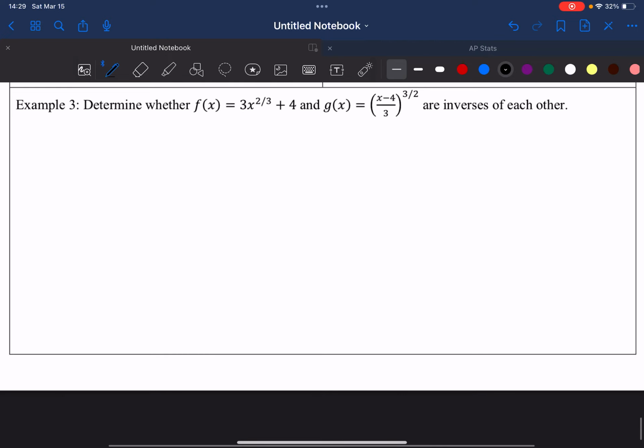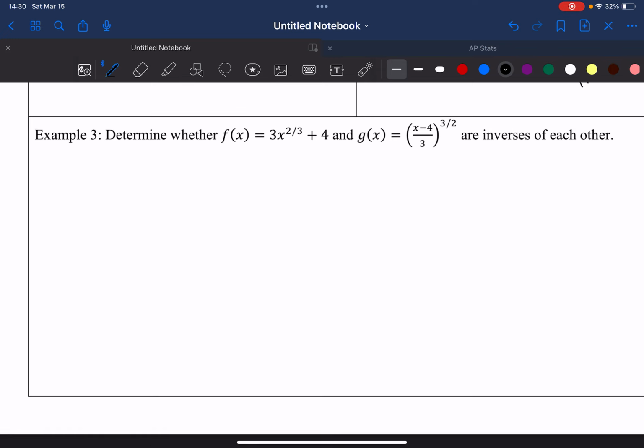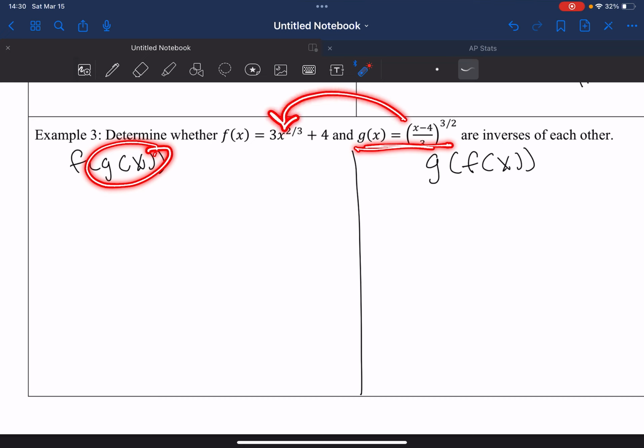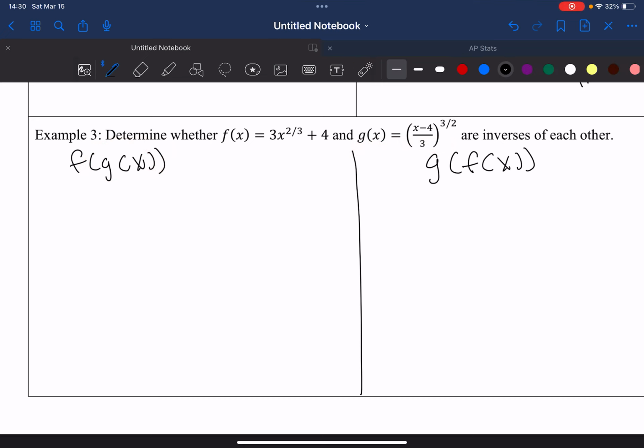Last example, number 3, says determine whether f of x and g of x are inverses. Okay, so we have to do both f of g of x and g of f of x. Remember, our goal is to get x. So for this first one, we're going to take g of x, which is this function, and plug it in anywhere we see an x in f of x. So I have 3 instead of x. I'm going to put x minus 4 over 3 to the power of 3/2 to the power of 2/3 plus 4.